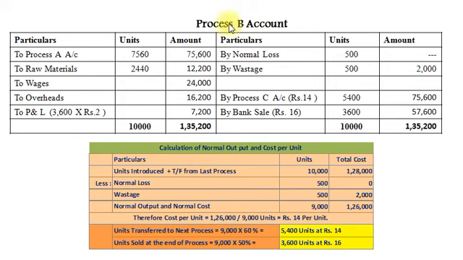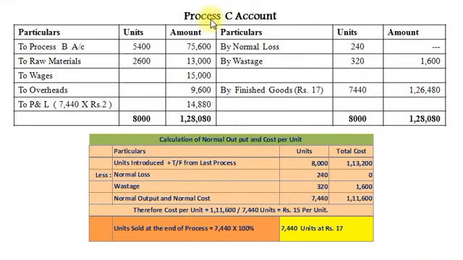So process B account debit side to profit and loss account 3,600 units multiply rupees 2, that is 7,200 rupees. And finally our process B account gets tally with 10,000 units and rupees 1,35,200 rupees. Out of process B, 5,400 units only will be transferred to the next process. Now we will prepare process C account.